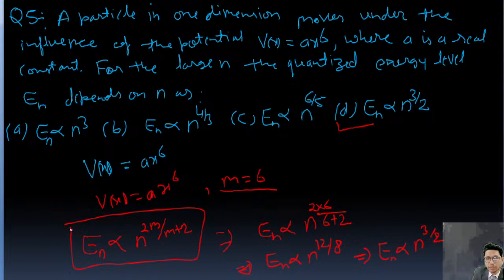So this is the trick formula, the trick you need to remember. E_n is proportional to n to the power 2m upon m plus 2. If V(x) is in this form, we just check the power of x. Here the power of x is 6, which means m is 6. We put this 6 in the formula, so E_n is proportional to n to the power 3 by 2.